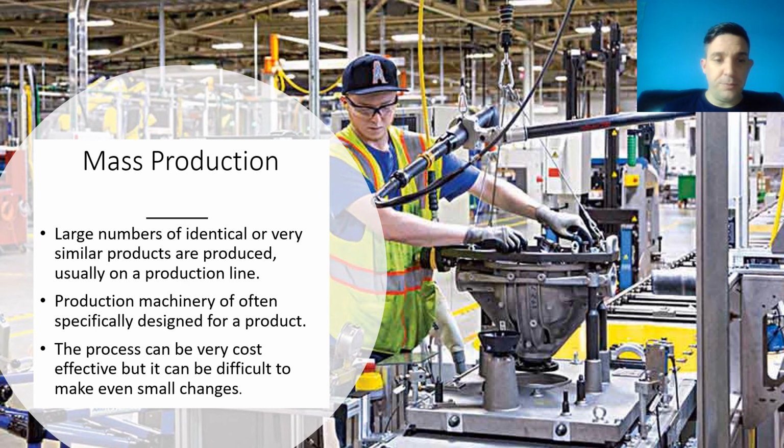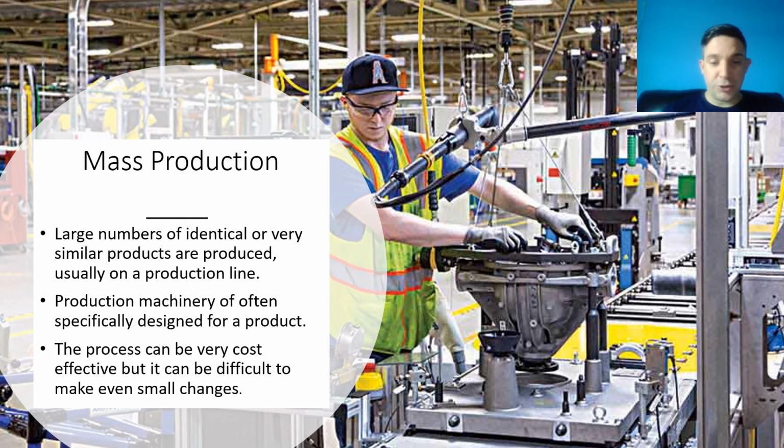So moving on, just going to talk a little bit about mass production. Mass production is where we're looking at very large numbers of identical or very similar products being produced, usually on a form of production line.